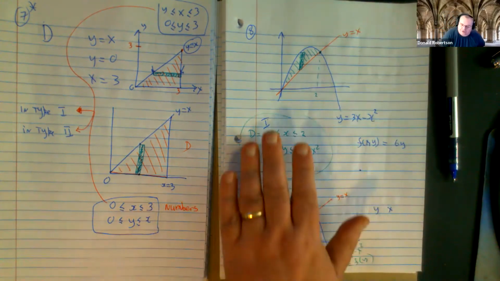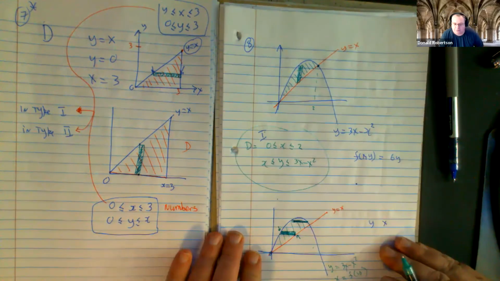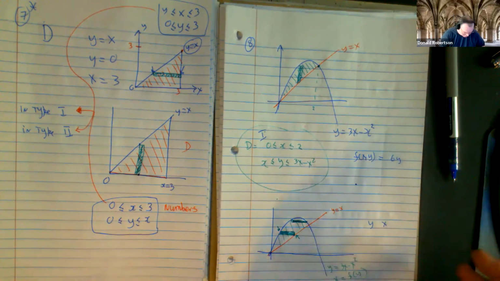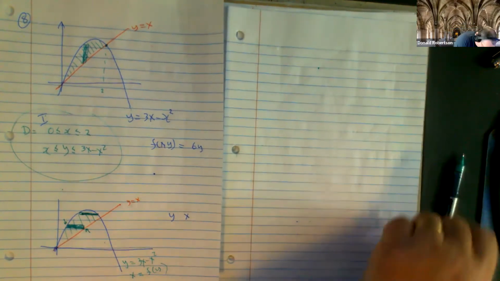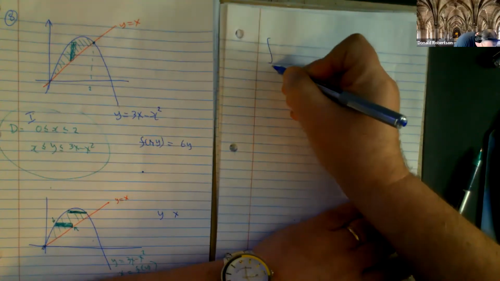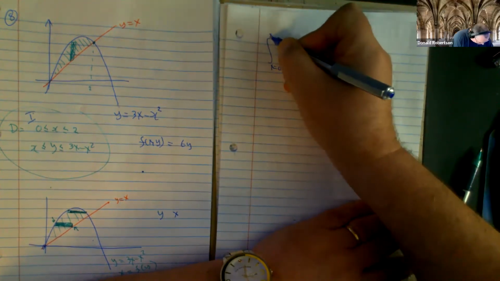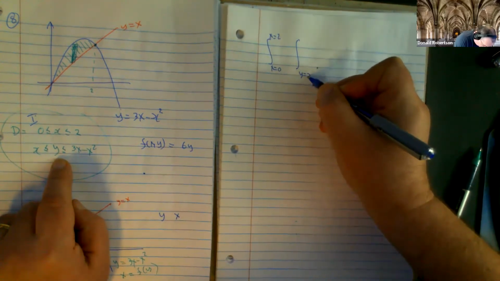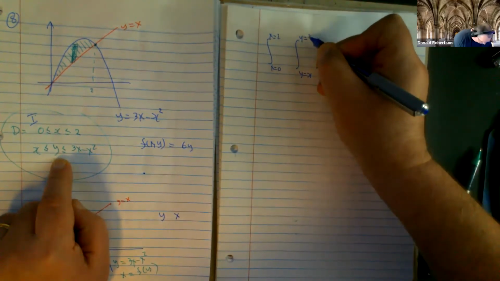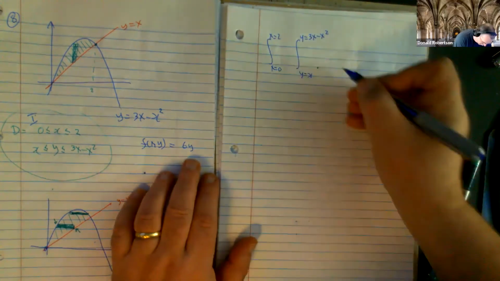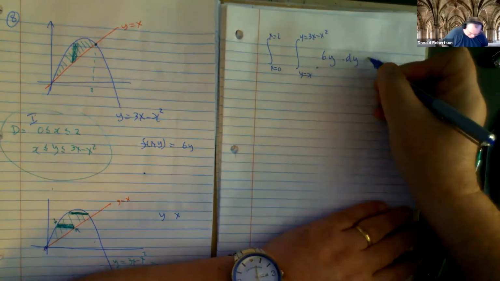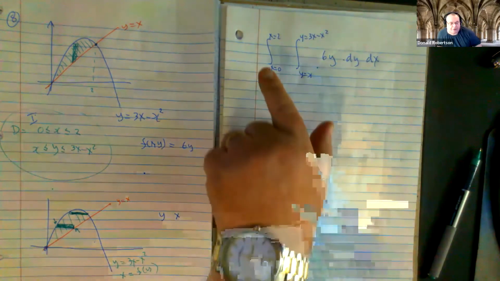So you might get a region where the only way you can do it is, say, type 1, or the only way you can do it is type 2, in which case there's only one way to do it. That's how I'm going to set it up. So the x's are going to be going from 0 to 2, because numbers always go on the outside. And then the y's are going to go from x to 3x take away x squared. And then the function, which is a pretty boring one, which is that guy, dy dx. So now I have set up the double integral.